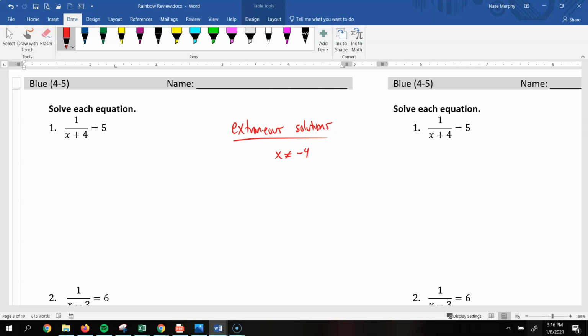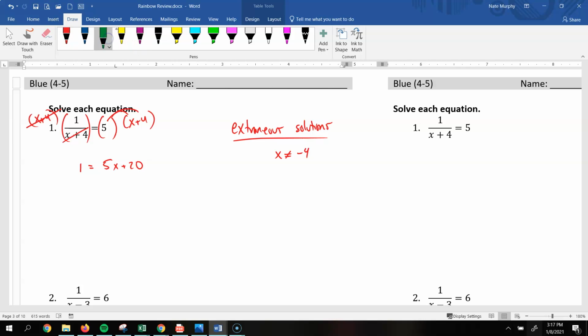One of the ways we could solve this is by multiplying everything by your least common multiple, because that'll get rid of all your fractions. And so our LCM here would just be x plus 4. So I'm going to multiply both sides by x plus 4. When we do that, the x plus 4s cancel out on the left side and we have 1 equals, and on the right side we distribute the 5 through, so we'd have 5x plus 20. So we'd have 1 equals 5x plus 20.